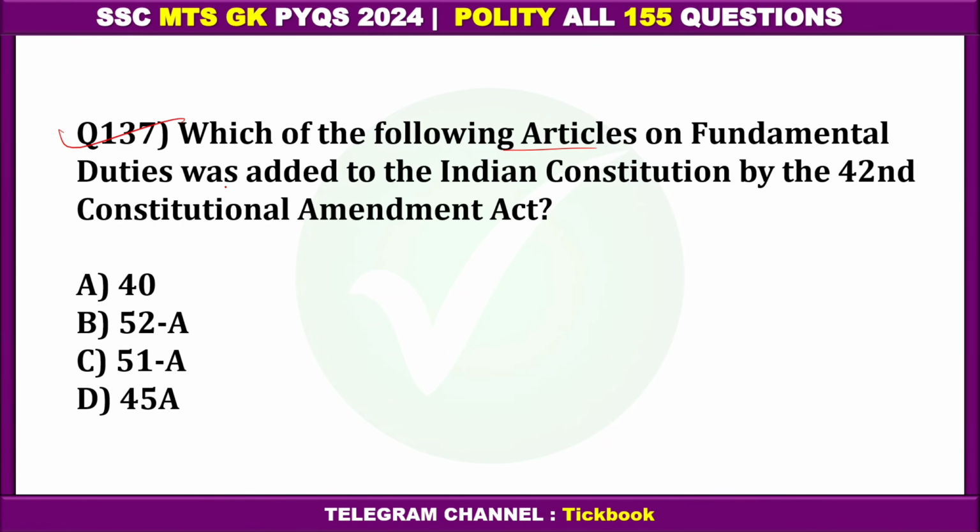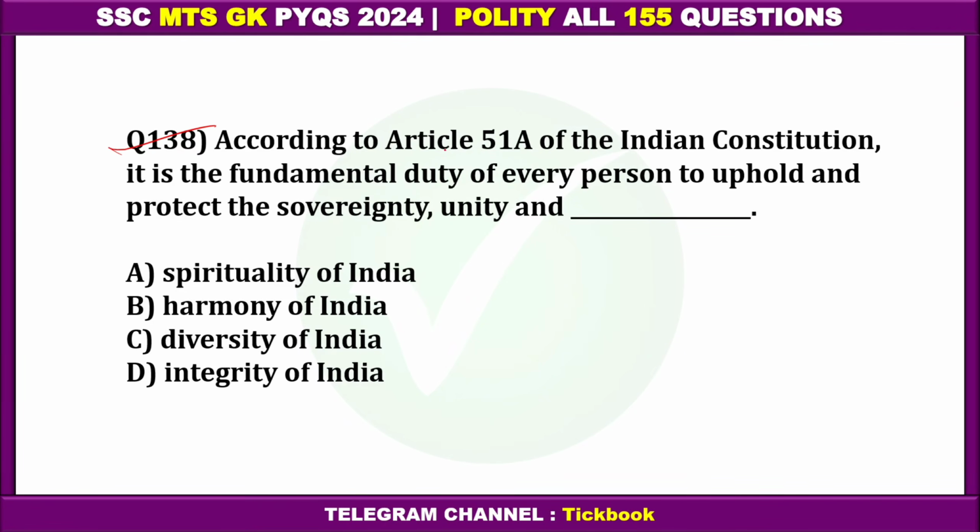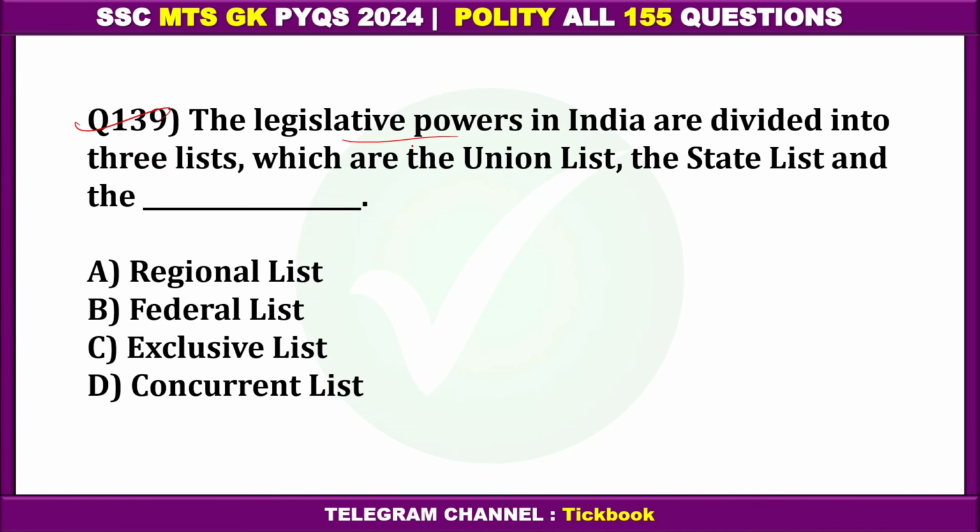137. Which of the following articles of fundamental duties was added to the Indian Constitution by the 42nd Amendment Act? Option number C, 51A. 138. According to Article 51A of the Indian Constitution, it is the fundamental duty of every person to uphold and protect the sovereignty, unity, and integrity of India. Option number D is the correct answer. 139. The legislative powers of India are divided into three lists, which are union list, state list, and the option number D, concurrent list.